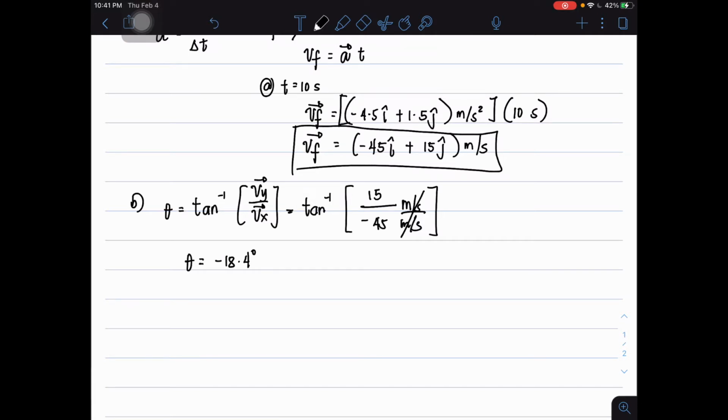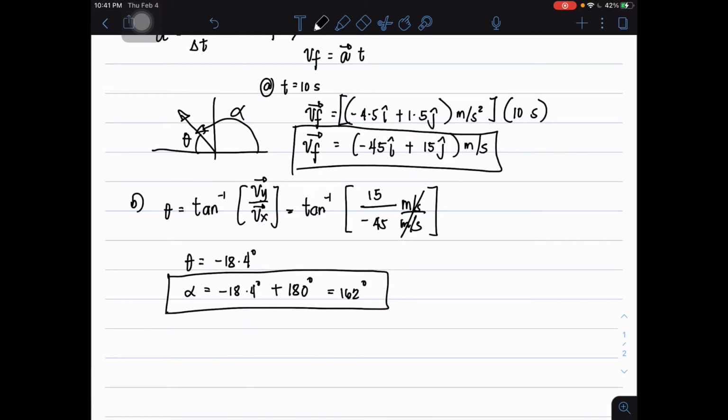If we analyze this, our final velocity is located in the second quadrant because we have a negative x coordinate and a positive y coordinate. So if the angle that we have solved is this one, then to get the direction, alpha is equivalent to negative 18.4 degrees plus 180 degrees, which is equivalent to 162 degrees. That is already the final answer, or you could also say that it is 162 degrees from the positive x-axis.